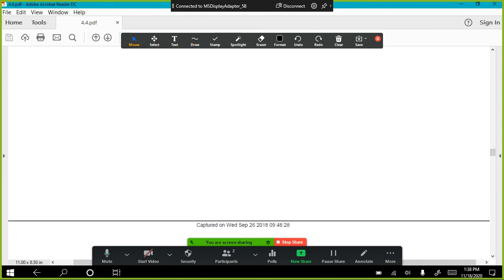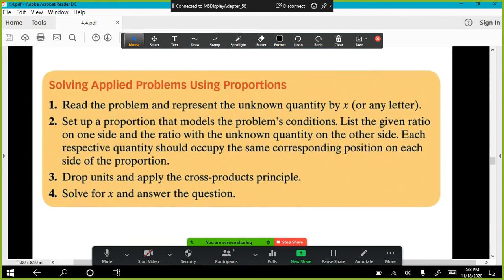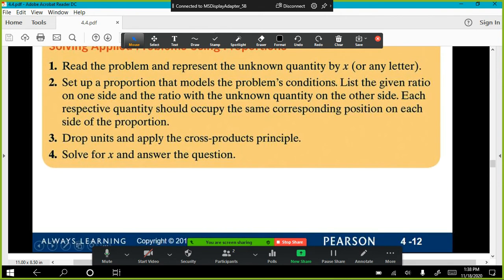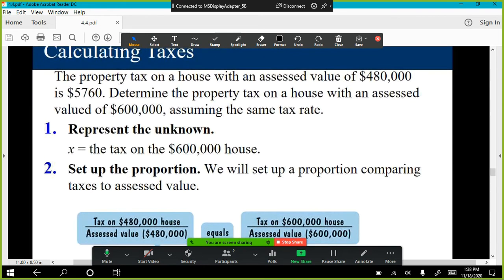So let's see if we have, I'm sure we've got some sort of word problem. All right, solving applied problems using proportions. Read through the problem, set up a proportion, drop units and apply cross product, solve for x. All right, so watch how this works.